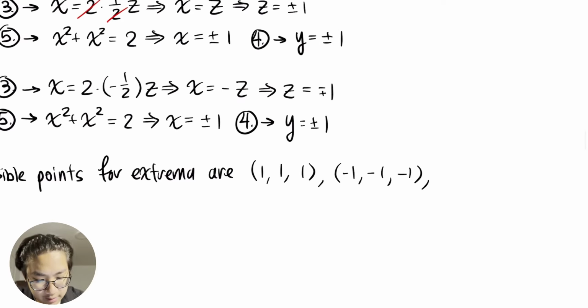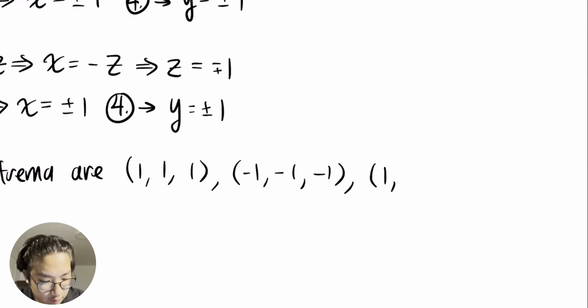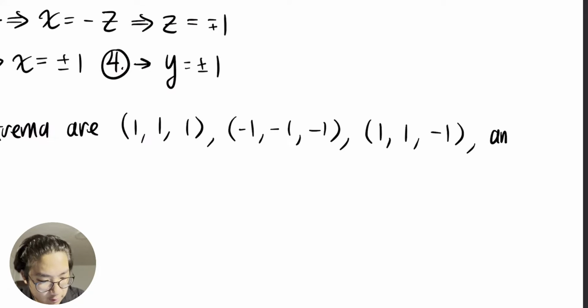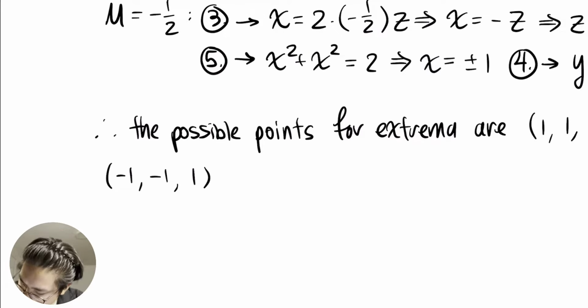Second option here, it's basically the exact same thing, except we keep in mind that x and y are the same. Z has to be opposite. So we have 1, 1, negative 1. And then we have -1, -1, 1, I believe.